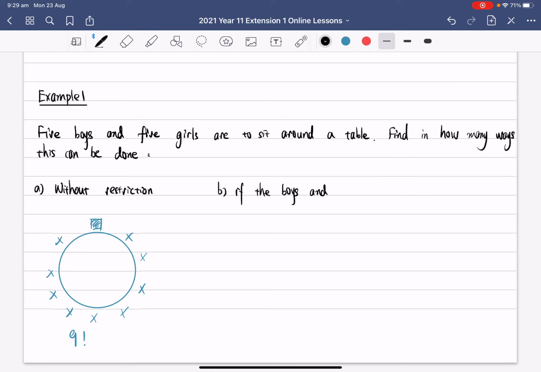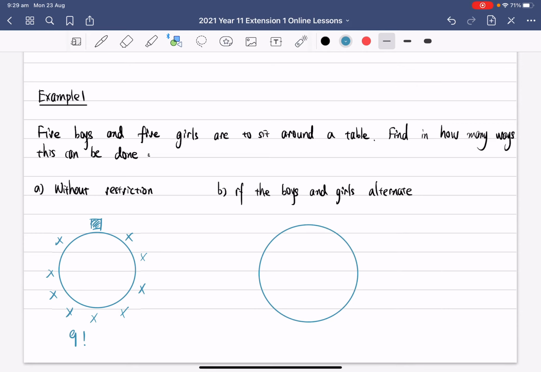Okay, if the boys and girls have to be in alternate positions, so we have 1 boy, 1 girl, and it goes on in this fashion here. How would you do this question in this case? Now, this is going to be an interesting one. Just because we have boys and girls in alternate positions, this is also a circle arrangement.